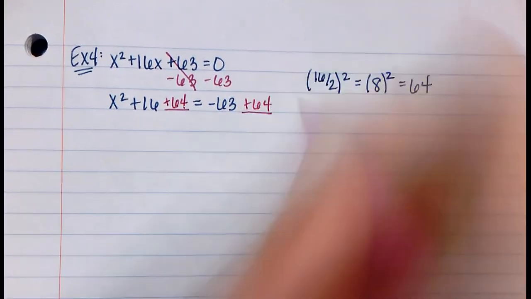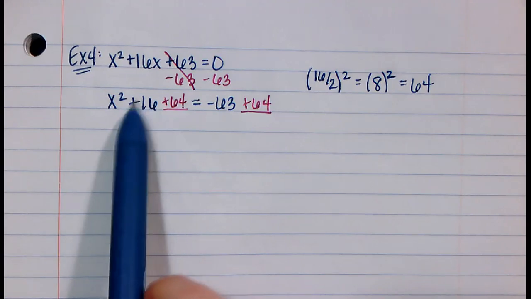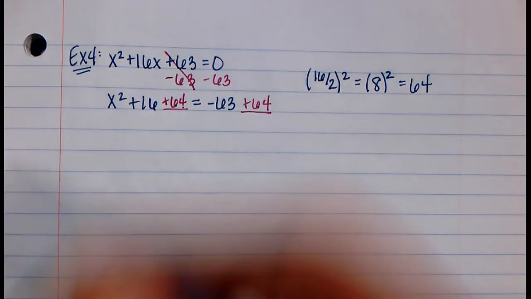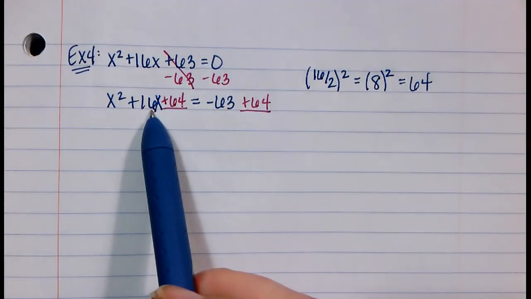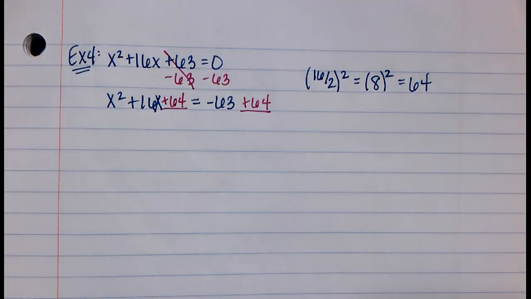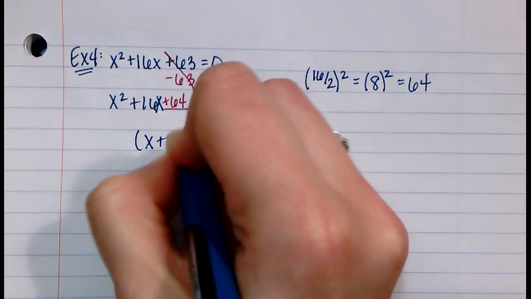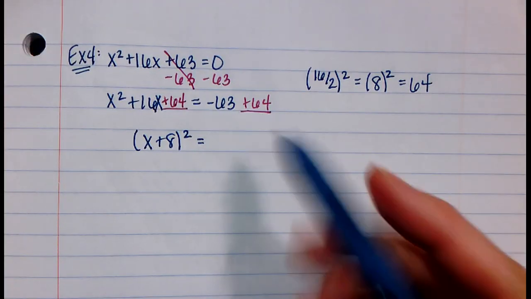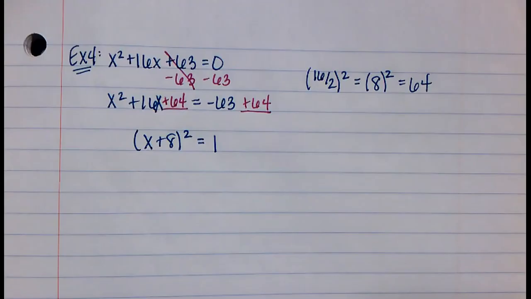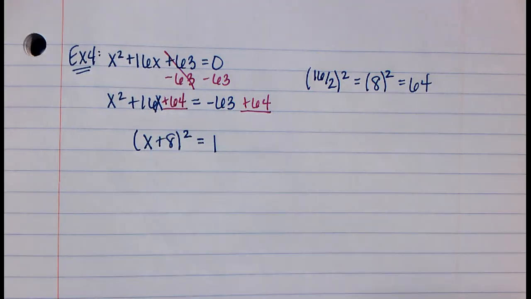When we simplify, since it was a positive 16, I forgot my x. Since it was a positive 16x, our factors will be x plus 8 squared equals negative 63 plus 64, which is positive 1. Typically, I would tell you guys to stop me and tell me I forgot my x, but my bad, I forgot it, but it's in there now.